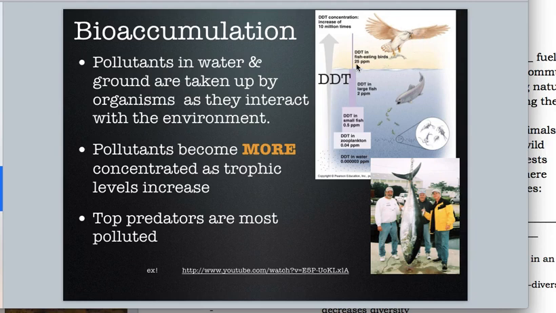So this is called bioaccumulation. It is the small amounts of pollution in our waters. They get more and more concentrated as you go up the food chain to the top organism in the food chain becomes toxic.